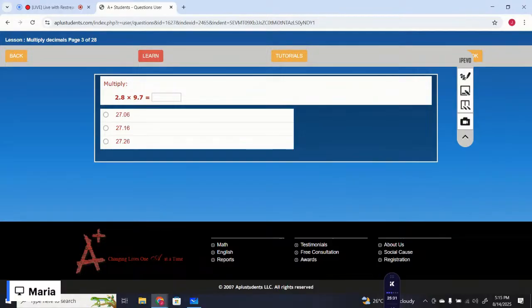2.8 times 9.7. So both the numbers have one decimal place, so the answer must have two decimal places.